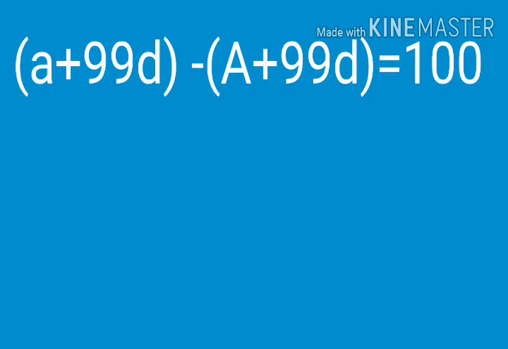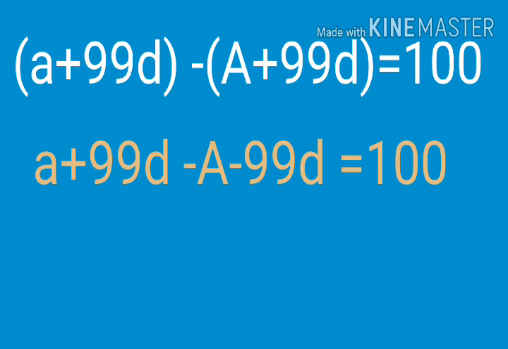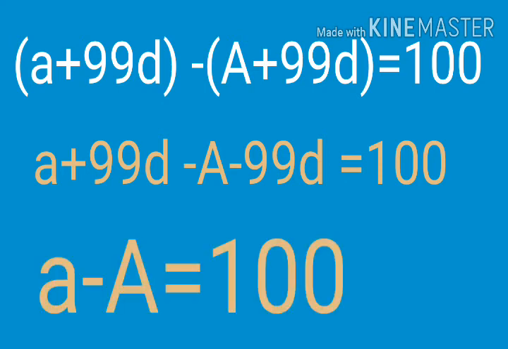So we can apply the equations, that is a100 as a plus 99d and capital A100 is capital A plus 99d. So we get (a plus 99d) minus (A plus 99d) equals 100. Then we can open the bracket. Then we will get a plus 99d minus capital A minus 99d equals 100. So 99d and minus 99d can be cancelled. So which is remaining? Small a minus capital A equals 100.